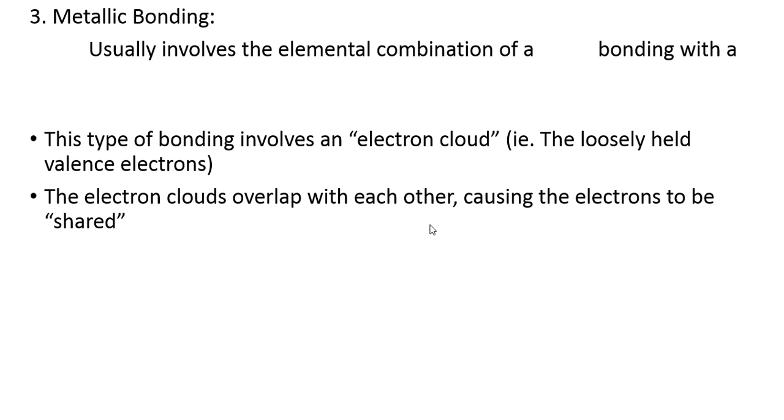The third type of bonding is metallic bonding. This involves the combination of a metal bonding with another metal. In this type of bonding, we look at the electron clouds overlapping with each other. And this is because in the metals, those valence electrons are very weakly held by the nucleus, so they are easily shared.